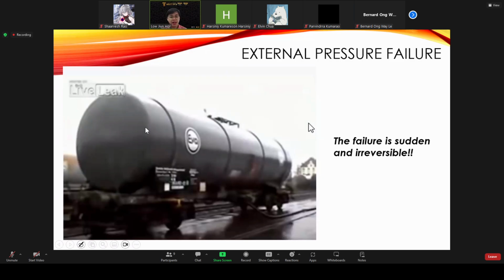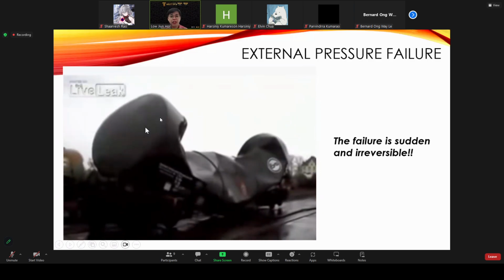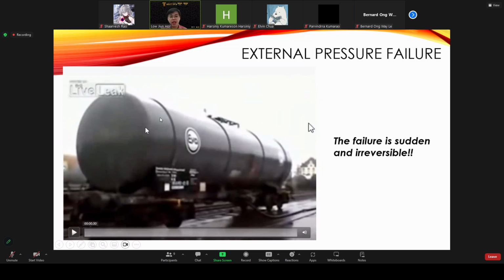This one I share with you a video. This is how the buckling occurs. You see, this is what we call buckling. The deformation is actually sudden and irreversible. So that's why it's very dangerous.